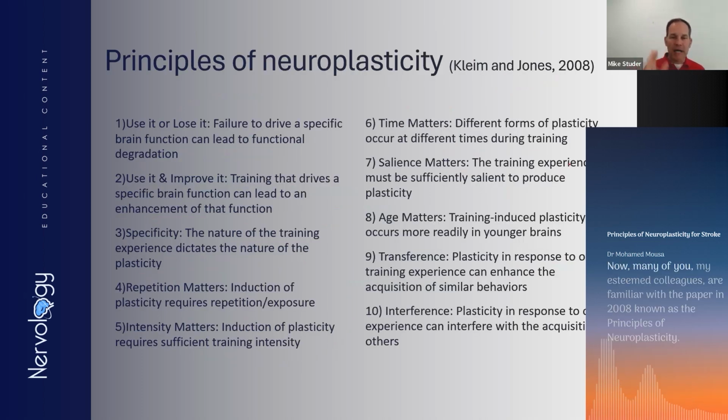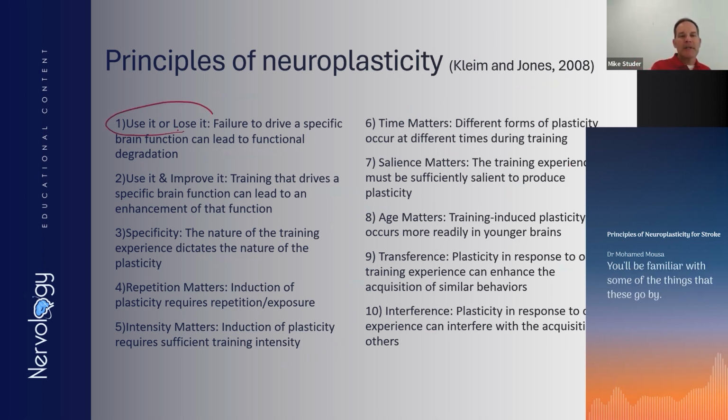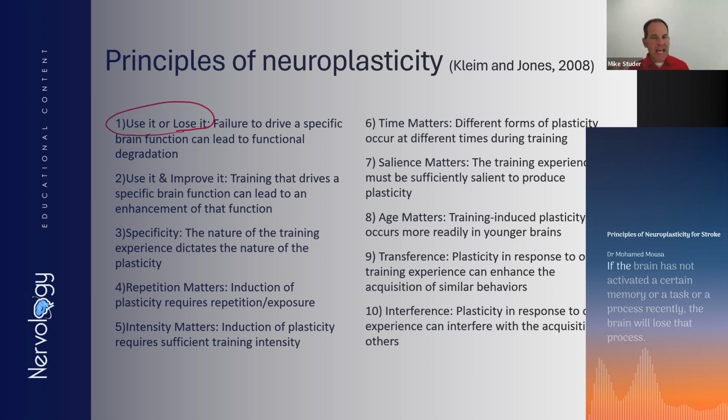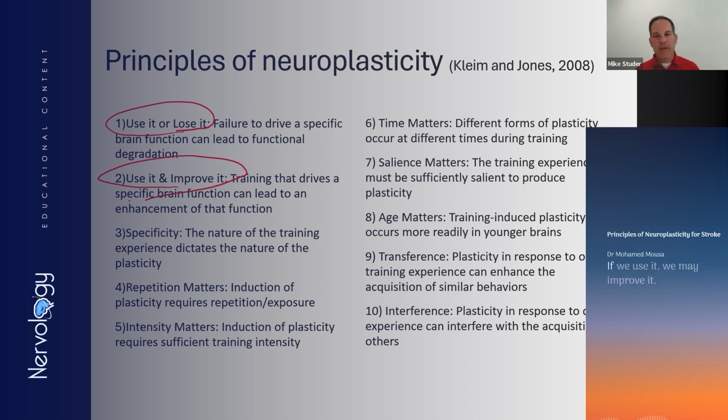Now, many of you, my esteemed colleagues, are familiar with a paper in 2008 known as the Principles of Neuroplasticity. You'll be familiar with some of the things that these go by. Use it or lose it. If the brain has not activated a certain memory or a task or a process recently, the brain will lose that process. The reverse is also true. If we use it, we may improve it.